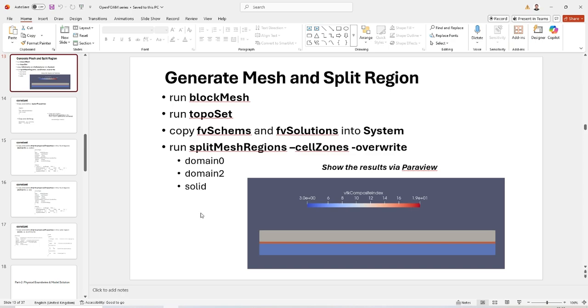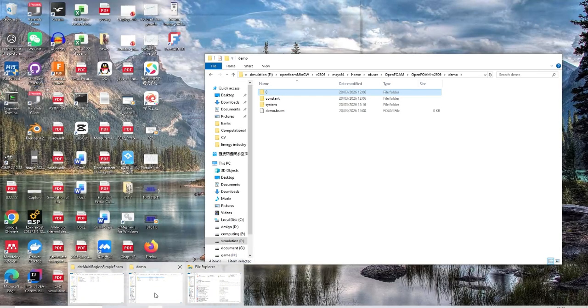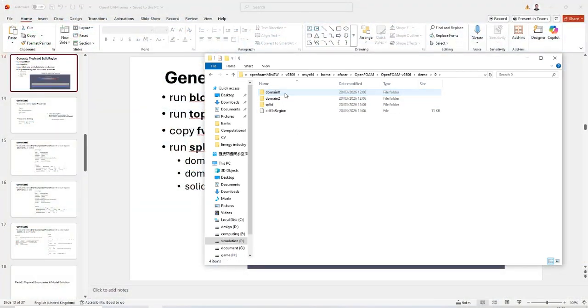So we have split the mesh regions, and we can clearly see there are three regions: domain 0, which is a water block, domain 2, which is the air block, and the solid, which is a region between the two fluid domains in parallel view. If you go back to the demo folder, you will see the 0 folder that has been created by using the split mesh region commands.